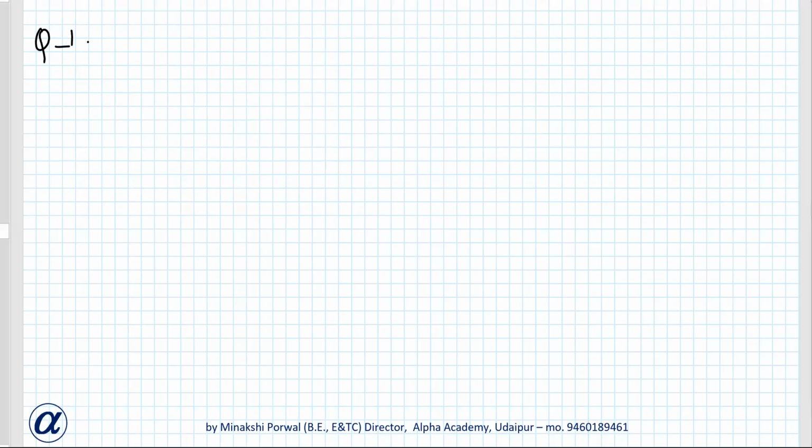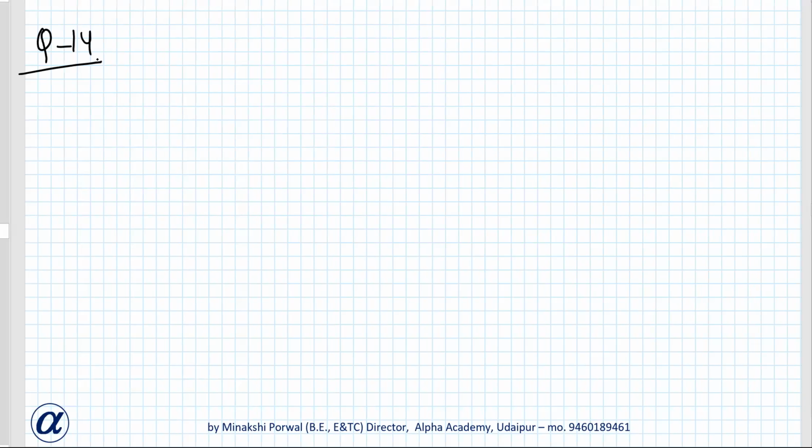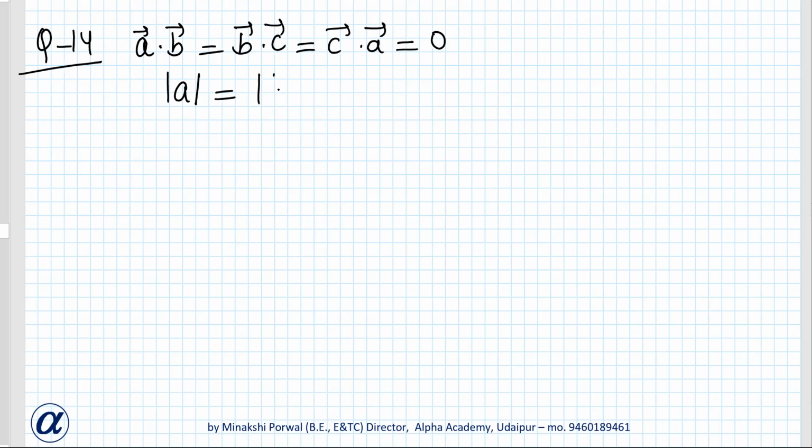Question number 14. A, B, C are mutually perpendicular vectors of equal magnitude. Show that A plus B plus C is equally inclined to A, B, C. Okay. They are mutually perpendicular vectors, which means A dot B is equal to B dot C equals C dot A equals 0. If they are mutually perpendicular, their dot product will be 0. And equal magnitude means magnitude of A equals magnitude of B equals magnitude of C.